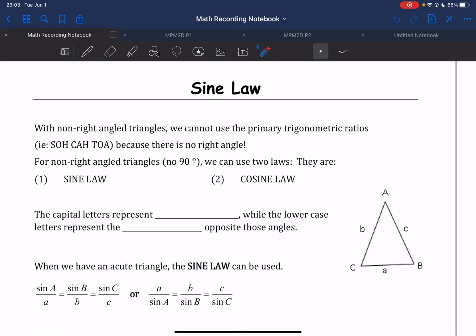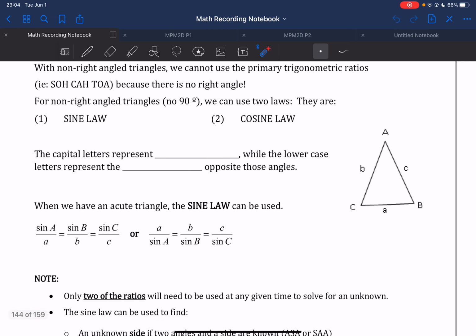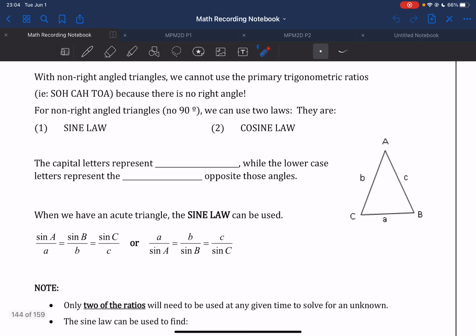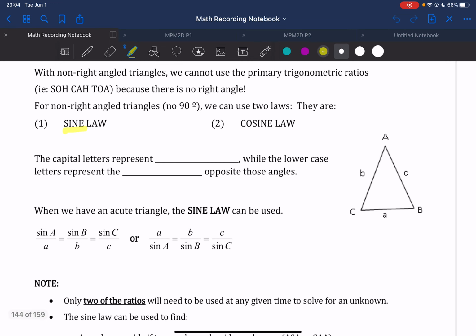All right, welcome to our lesson on sine law. Not all the time are we going to have nice, neat triangles that are right angle triangles. Sometimes we're going to have ones that are acute, meaning that they don't have a right angle. When we don't have a right angle, we can't use SOHCAHTOA. We can't use those primary trigonometry ratios. But what we can use when we have non-right angled triangles are sine law and cosine law. This lesson is going to focus on the first of these. So we're going to focus on sine law.